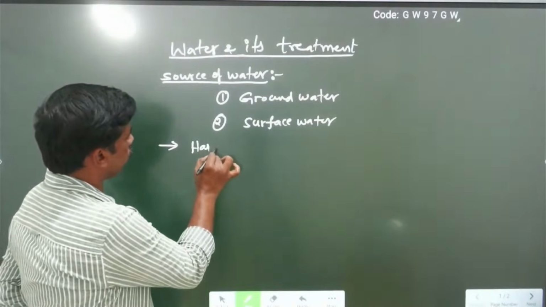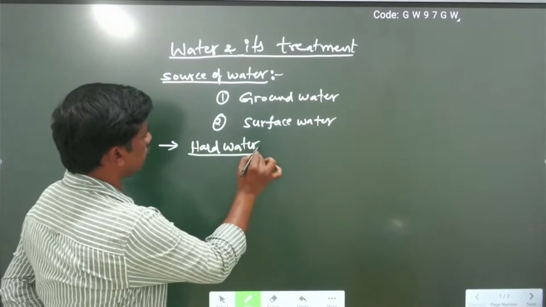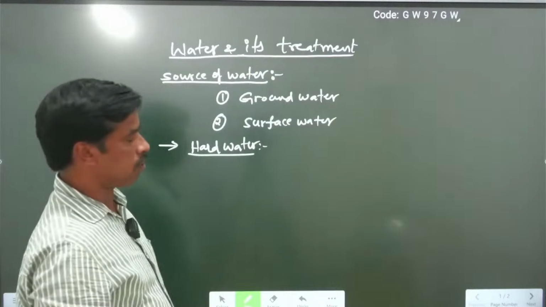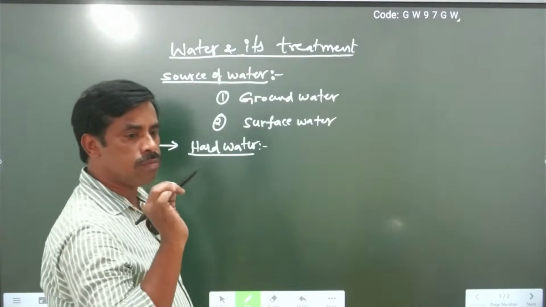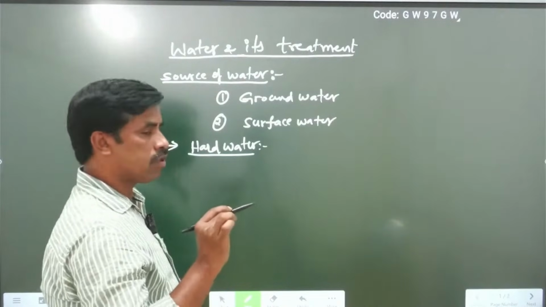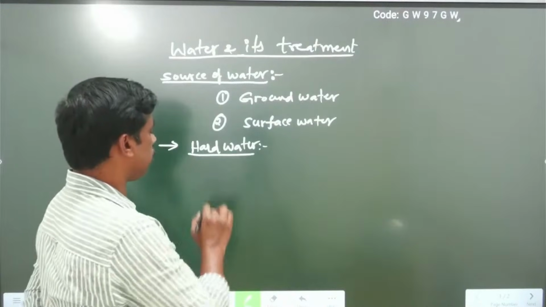What is hard water? This is very important from the examination point of view. Hard water, what is the definition? The water which does not give lather with soap is called hard water.